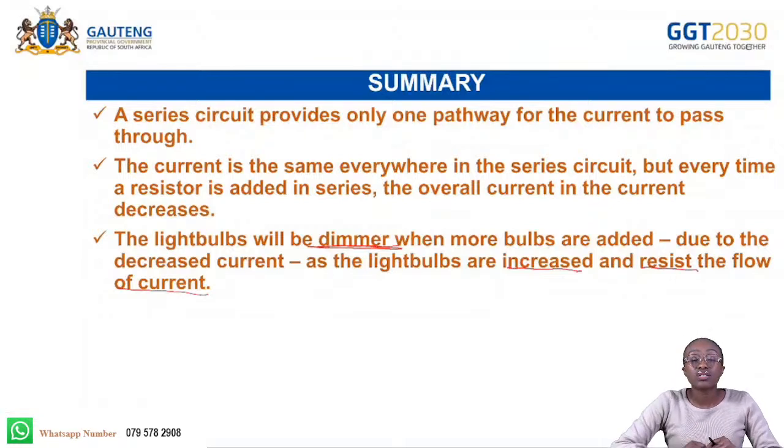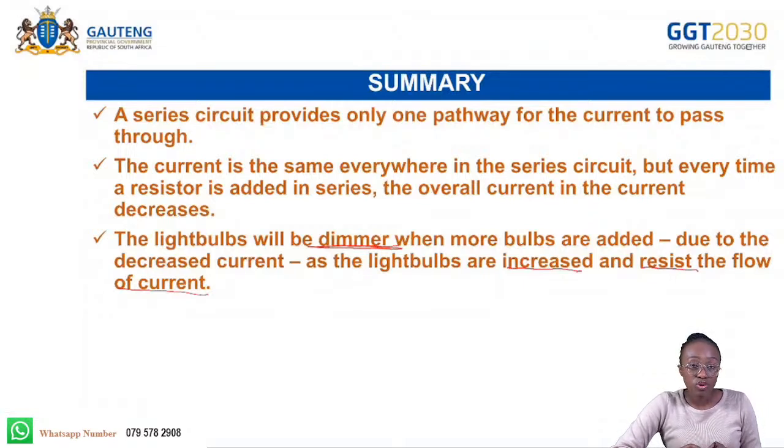So in a series circuit, the current is the same everywhere in the entire circuit. At all the points, the current is the same. Adding more resistors decreases the current and increases the resistance. Increasing resistance is going to decrease the current.